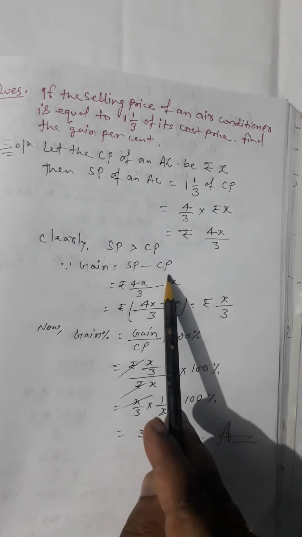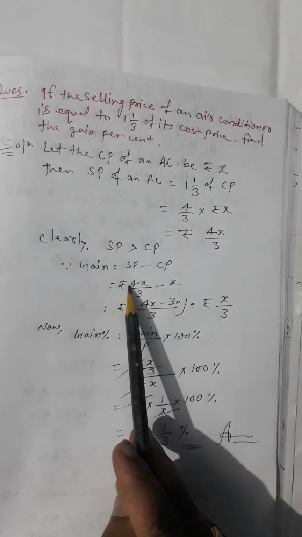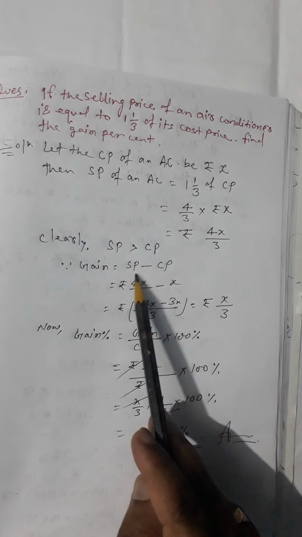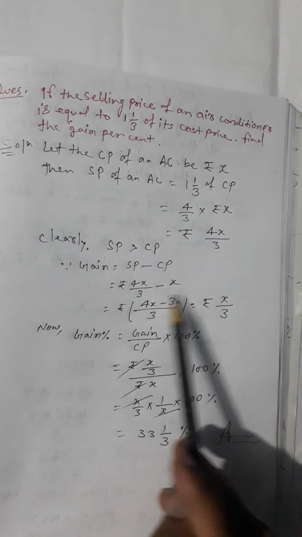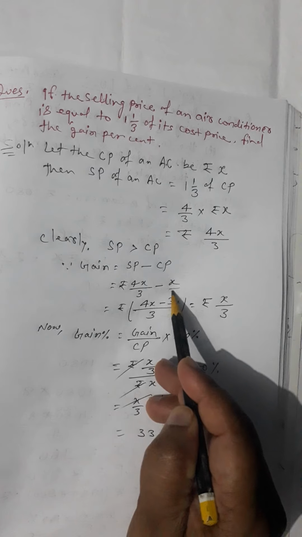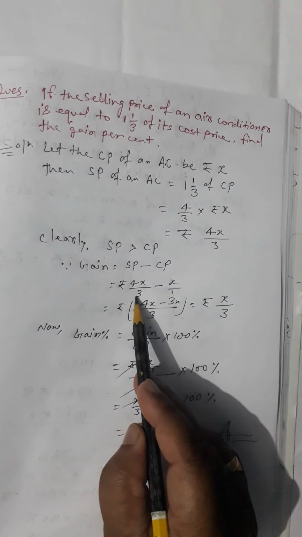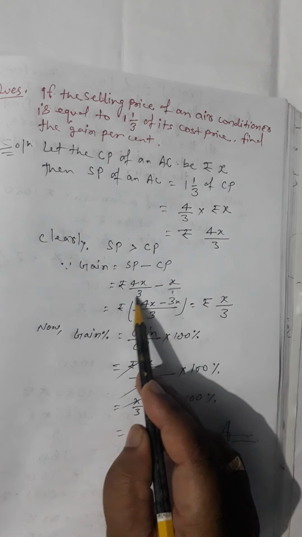The gain equal to SP minus CP. Now putting the value of SP as 4X by 3 and CP as X. Taking LCM because we have 1 here. So LCM of 3 and 1 is 3. So 3 and 3 cancel out.